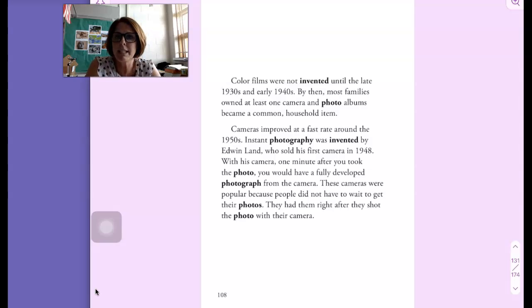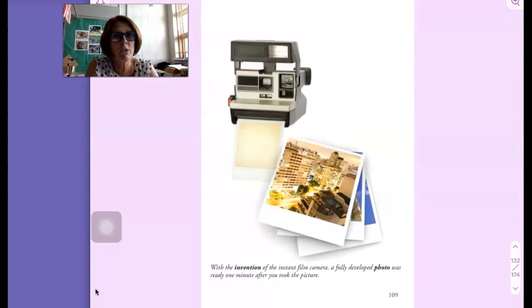Color films were not invented until the late 1930s and early 1940s. By then, most families owned at least one camera, and photo albums became a common household item. Cameras improved at a fast rate around the 1950s. Instant photography was invented by Edwin Land, who sold his first camera in 1948. With his camera, 1 minute after you took the photo, you would have a fully developed photograph from the camera. These cameras were popular because people did not have to wait to get their photos. They had them right after they shot the photo with their camera. Maybe you have one of those at home right now. I think they kind of made a comeback.